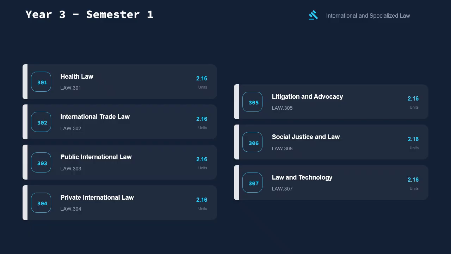Real-life example, in Daimler AG v. Baumann, 2014, the U.S. Supreme Court limited general jurisdiction over corporations to places where they are at home. This affects where multinational companies can be sued globally. EU regulations, Brussels I bis, provide uniform jurisdiction rules among member states.